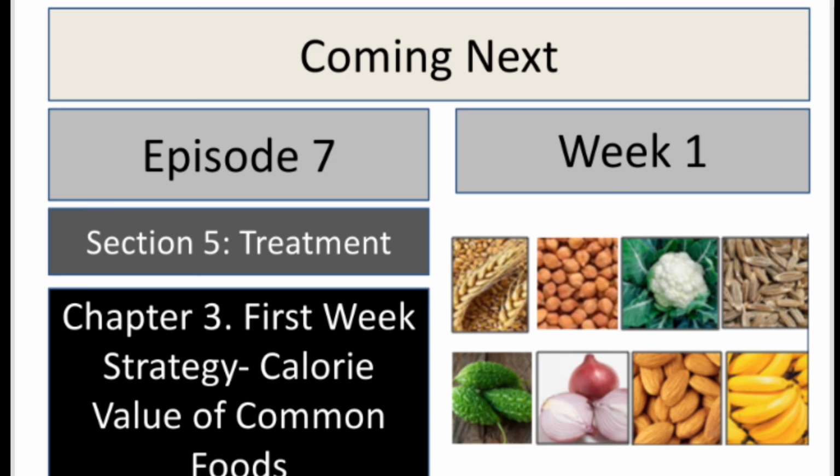This was just one side of the story. The other side is how much calorie restriction is required and how to calculate the calorie value of the foods we eat. This will be covered in next episode.